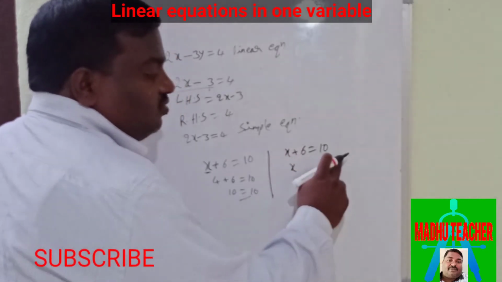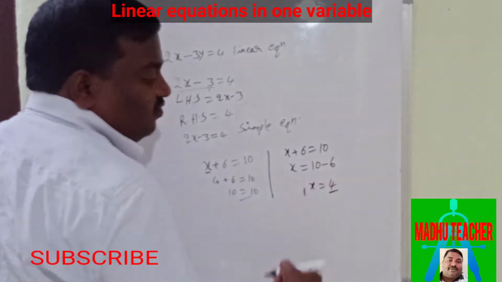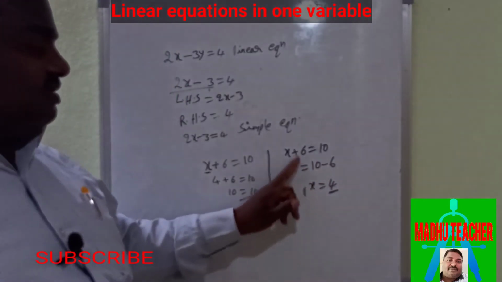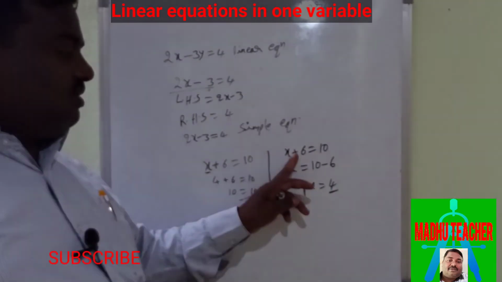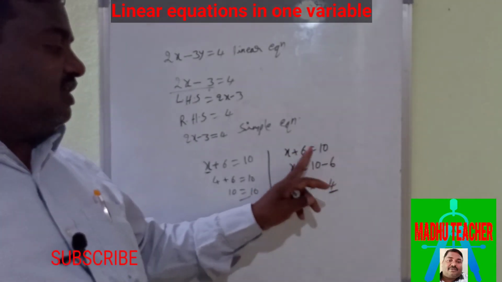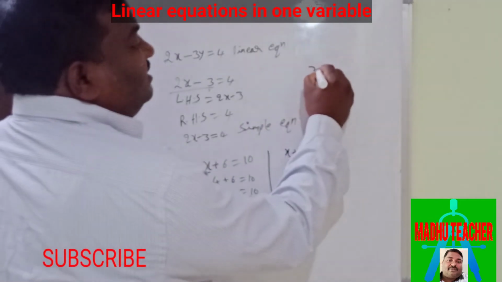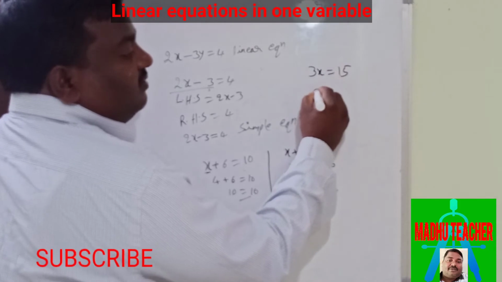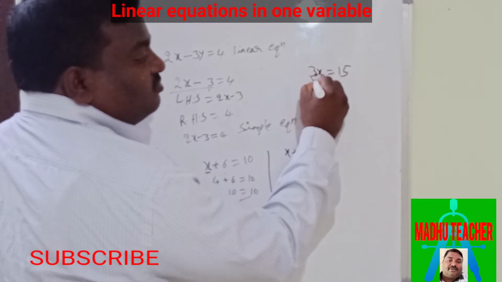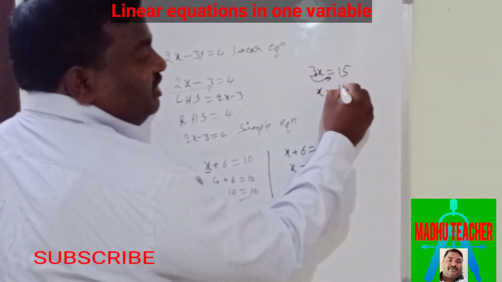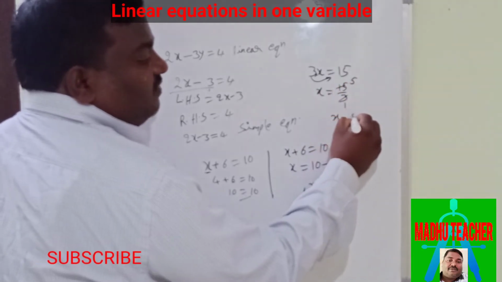Transpose this plus 6 to the right side, that will become minus 6. x equal to 10 minus 6 is 4, like this. So this is the process to find the x value. So what we are doing is transposing plus 6 to the right side, that will become minus 6. If we have 3x equal to 15, then x equal to, transpose this 3x, meaning 3 into x, to the right side, so into will become divided by 3. Three fives are 15, then x equal to 5.